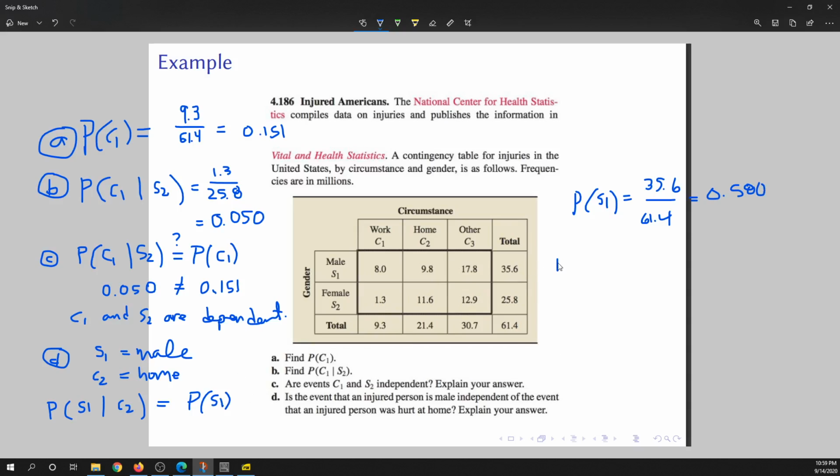All right, and then the probability of S1 given C2. In this case, we're given C2, so we would only look at this column over here, C2, and then we would calculate, what's the probability of S1? Well, that would be 9.8 over the total for C2, which would be 21.4. And that comes out to be 0.458. Okay.